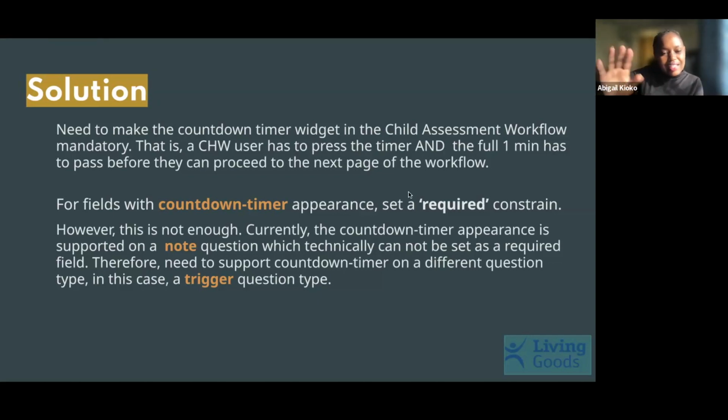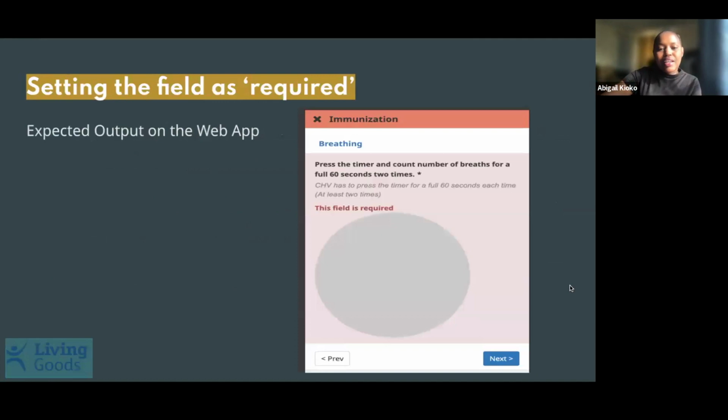Yeah, we've done some tricks on the back end to disable that question from appearing on the user's device, but the timer itself in the background works on a triggered question type, and it will set that trigger to an okay when the countdown timer completes running. Yeah, not to worry, I'll show you during our demo in a few. So that is the solution.